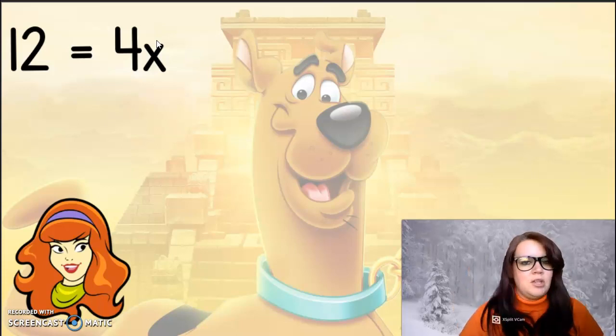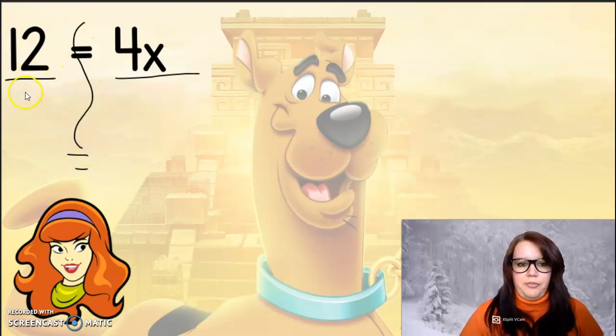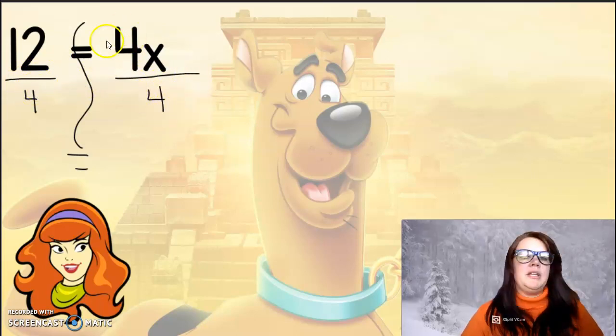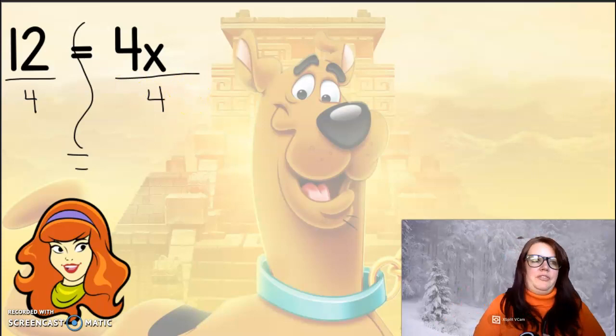So let's divide. You can either write divide by 4 or you can write it as a fraction bar. I'm going to write it as a fraction bar. So this is division. I'm going to divide by 4. Fraction bars just mean division. That's all it is. So this is 4 times x, and I'm dividing by 4. And again, you can pause it and go back if you'd like to.